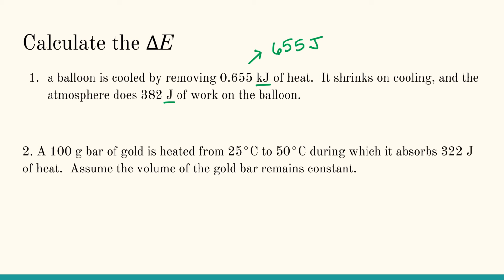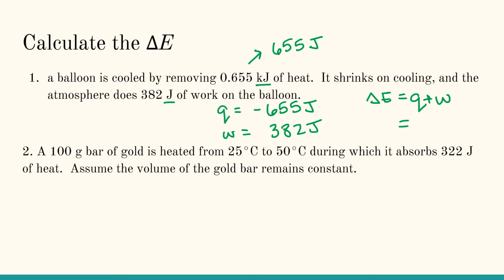So I removed heat, so that means my Q is negative because I'm removing. And then the balloon is shrinking, so that means I'm doing work on the balloon. If the surroundings do work on the system, that's positive. Delta E equals Q plus W. So that's going to be negative 655 plus 382, which gives me an ending value of negative 273 joules.